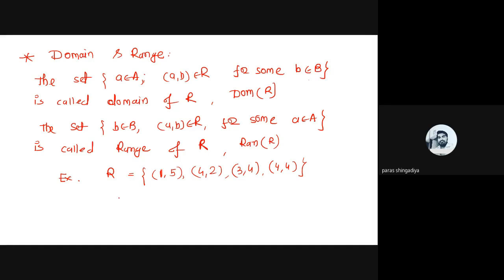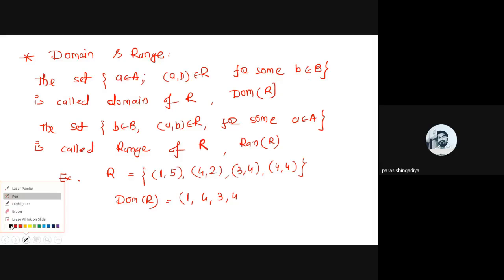Now you have to identify the domain of R. Domain of R means the first element of each ordered pair. So here it is 1, then 4, 3, and 4. That is called the domain.